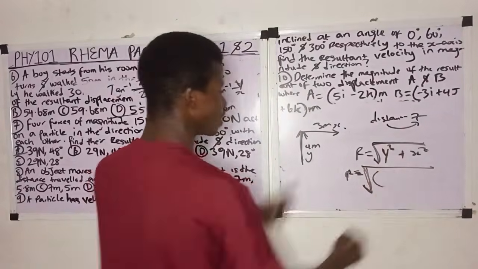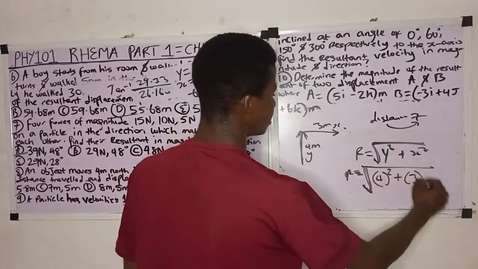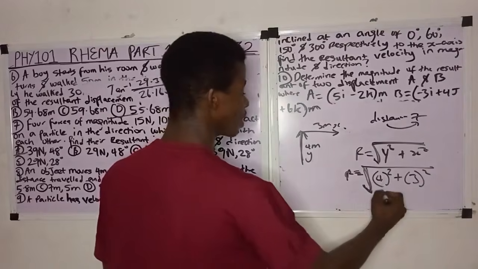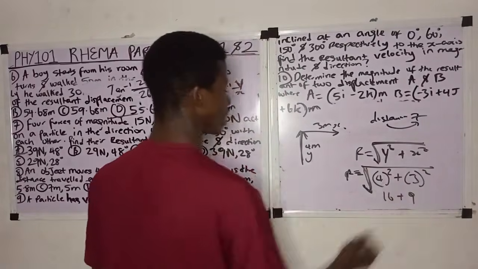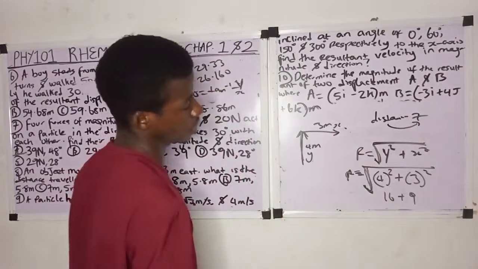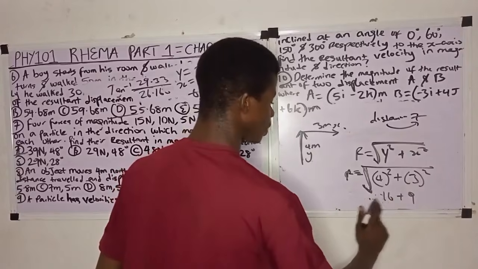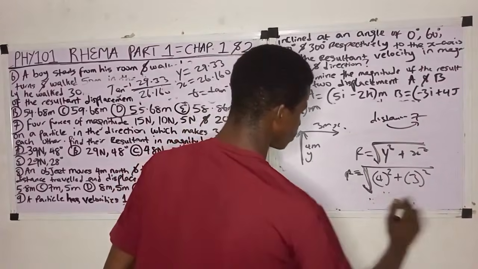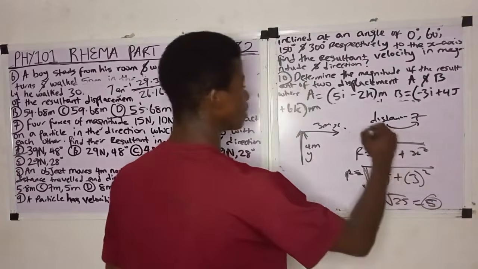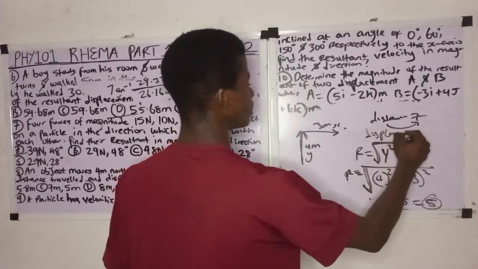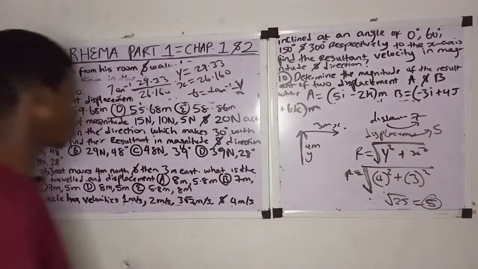What is y? Our y is 4, all squared, plus our x is 3, all squared. The square of 4 is 16, the square of 3 is 9. 16 plus 9 is 25, right? So everything will be 25. The square root of 25 is what? 5, right? So the displacement is 5. Distance is 7. So let's go to the options.